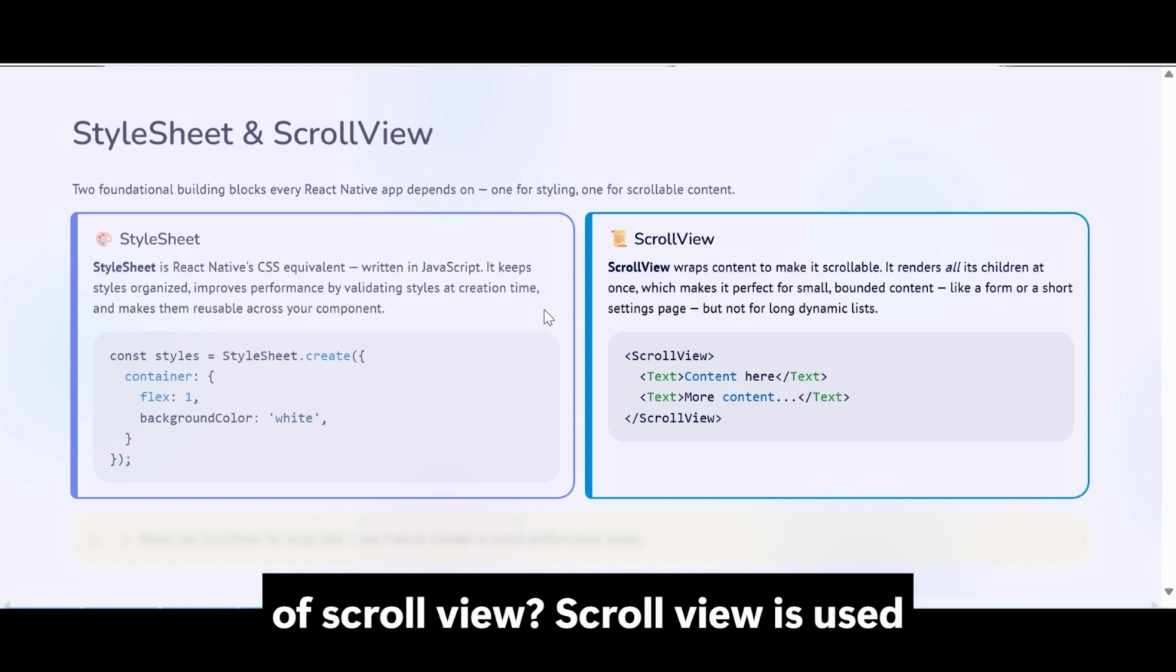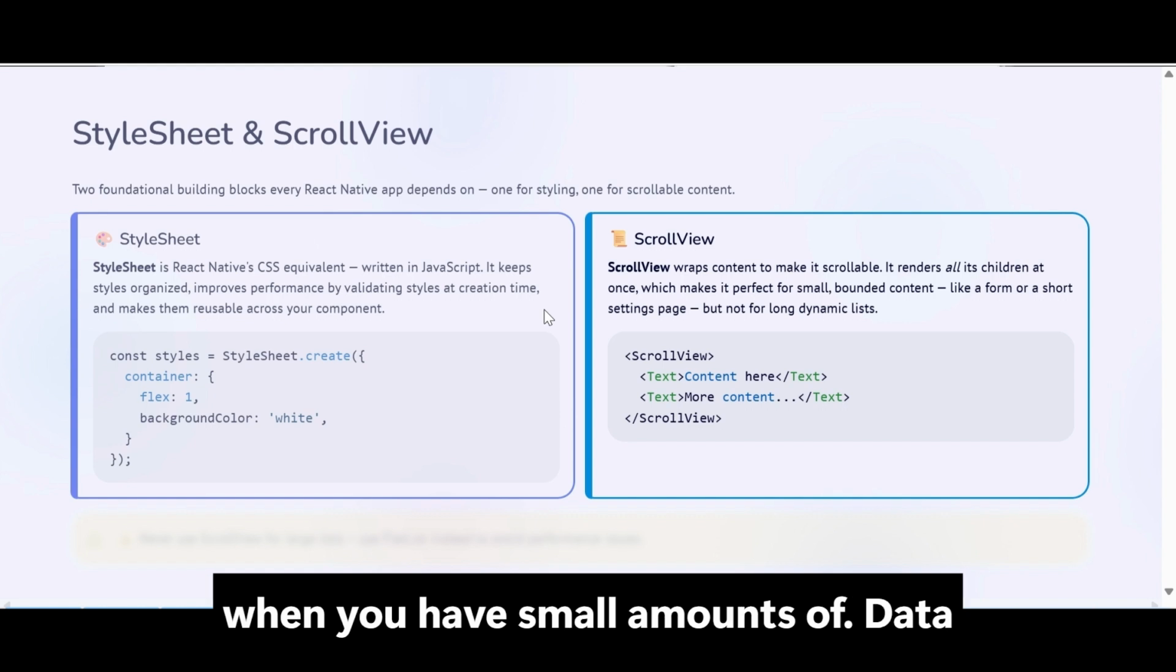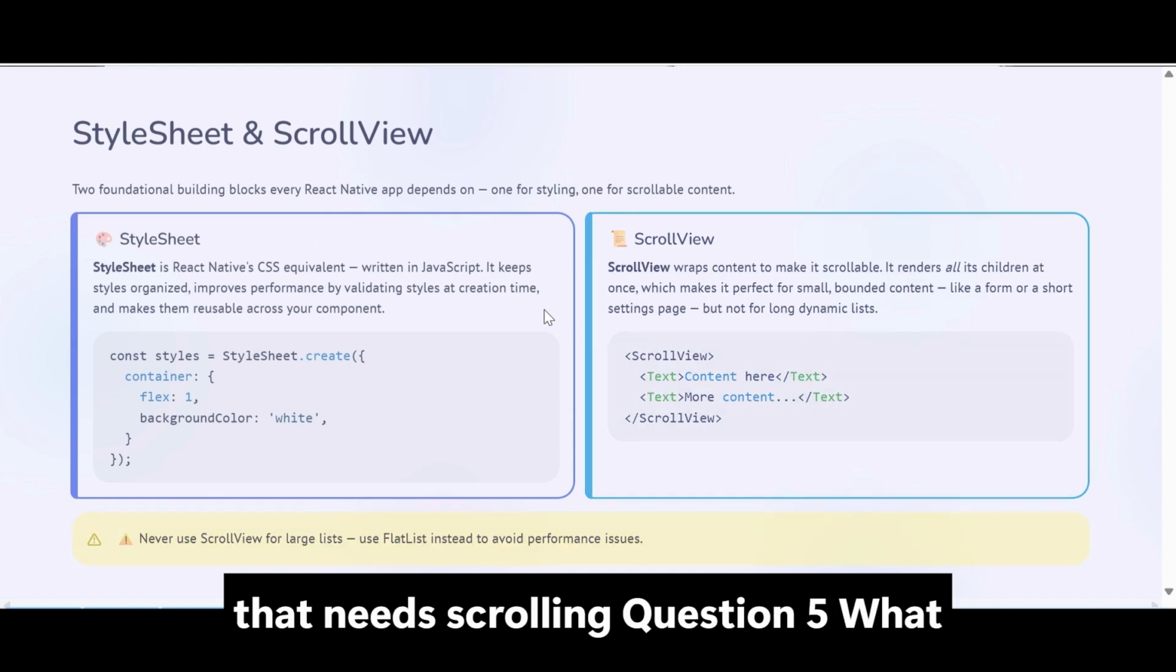Question 4. What is the use of ScrollView? ScrollView is used to make content scrollable. It is useful when you have small amounts of data that need scrolling.